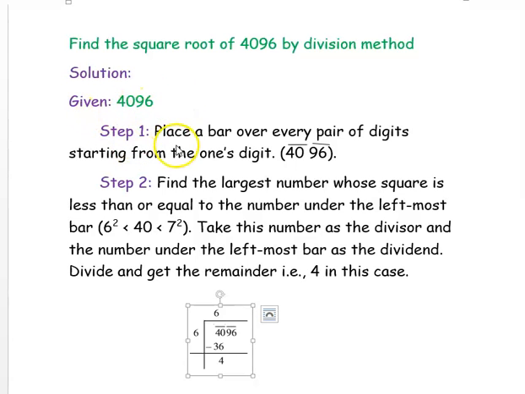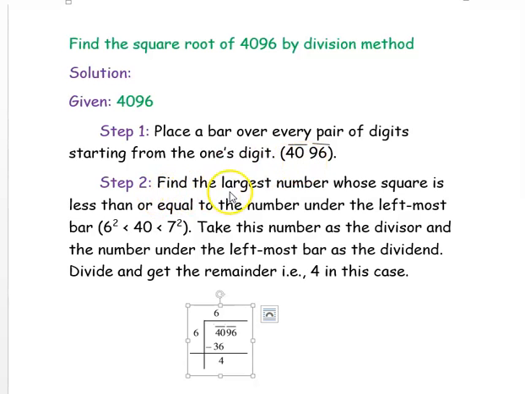The first step is to place a bar over every pair of digits starting from the ones digit. The given number is 4096. 6 is the ones digit, so we are making a pair. 6 and 9 is a pair, so I have placed a bar over 6 and 9. Then the next pair is 0 and 4, so I am placing a bar over 0 and 4. So I have paired 9, 6 and 4, 0. This is the first step.